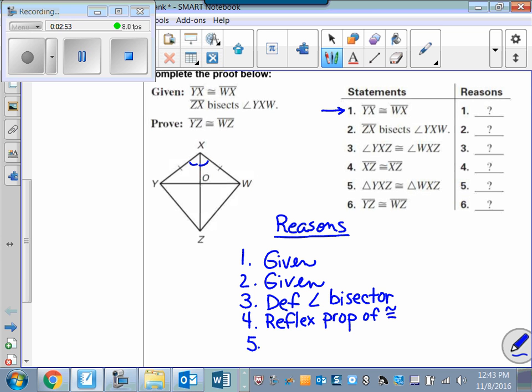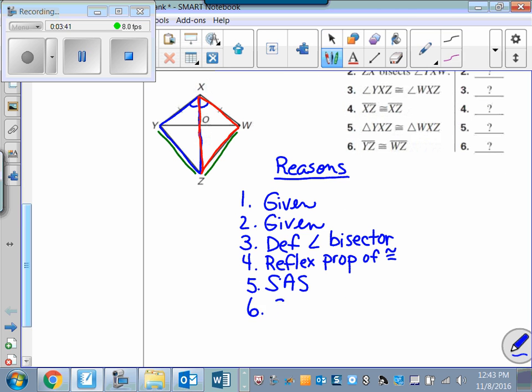And step number 5 says triangle YXZ, so this triangle over here, is congruent to WXZ, this triangle over here. And how do we know that? Side angle side, right? I've got the included angle, and so I know that those triangles are congruent by side angle side. And so finally, how do I know that YZ, where's YZ? YZ right here. How do I know that YZ is congruent to WZ? Well, because those are corresponding parts of congruent triangles, of course. So our reason number 6 would be CPCTC. All right, so as I said, we did proofs like this in the last lesson, so that's really nothing new. Let's see what we have next.